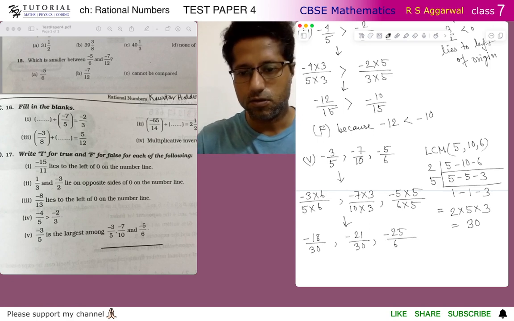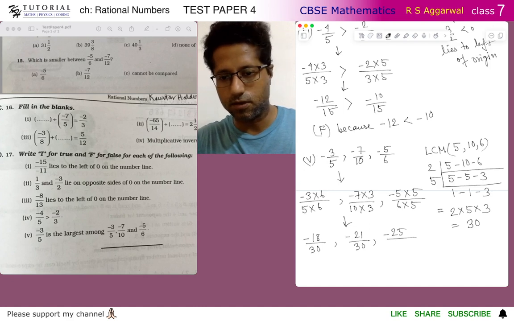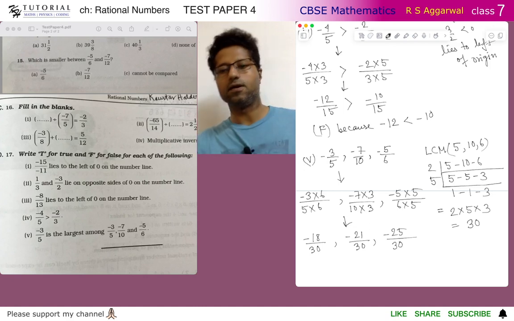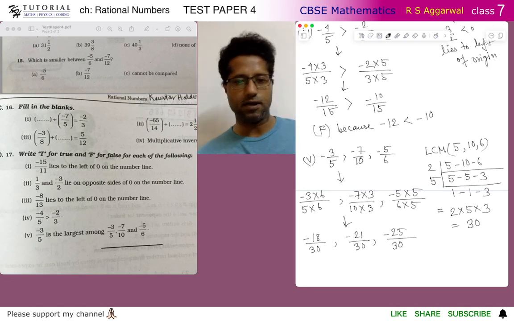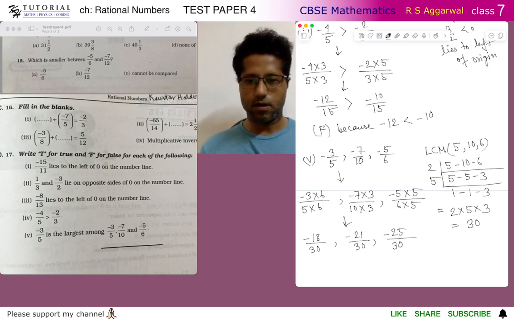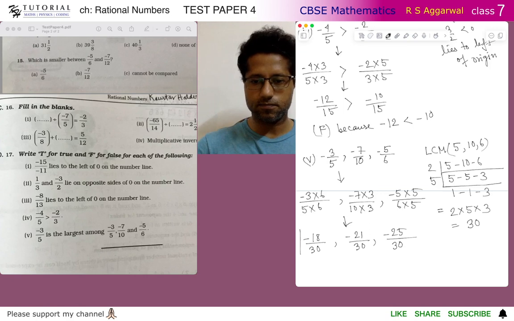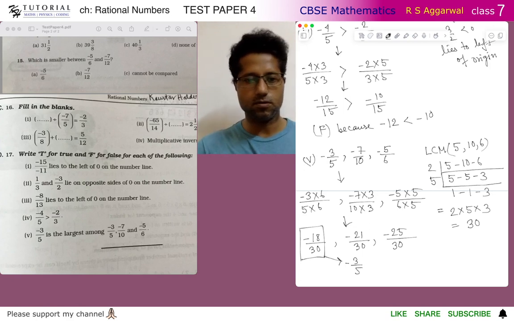Now all these three rational numbers have the same denominator, and we can compare by their numerators. Since we have to find the largest, we see that the largest numerator is minus 18, and minus 18 was minus 3 by 5. So this is the largest. Minus 3 by 5 is the largest. So the statement is true.